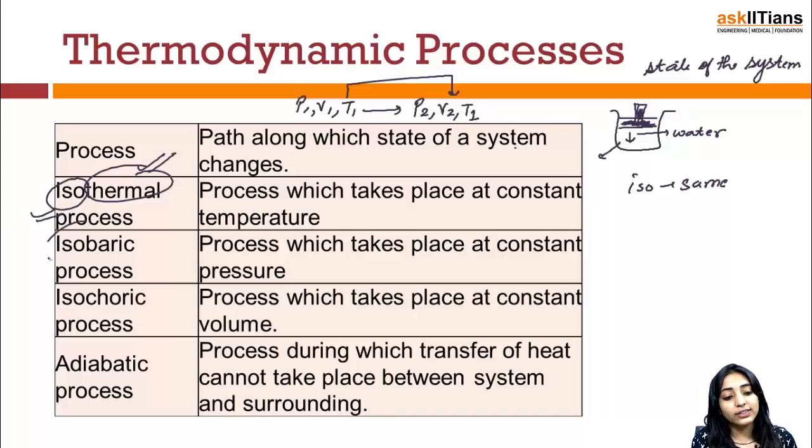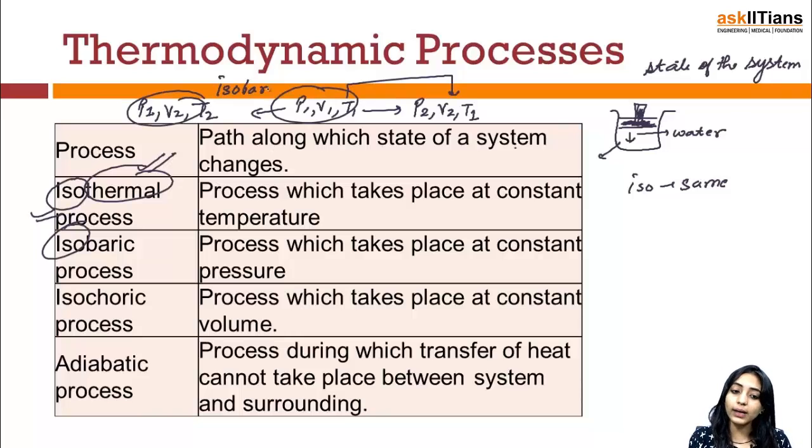Let's move ahead to another type of process, which is known as the isobaric process. Again, iso means same, and baric, since bar is a unit of pressure. So any process which takes place at constant pressure, for example, I'm moving from pressure P1, volume V1 and temperature T1 to pressure P1, volume changed to V2 and temperature changed to T2. So going from this state to this state has followed an isobaric process.